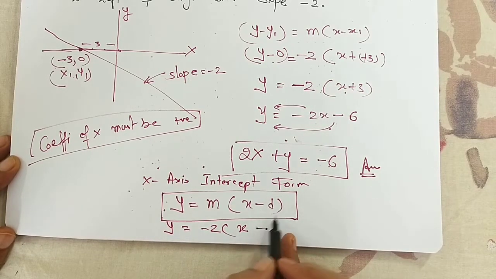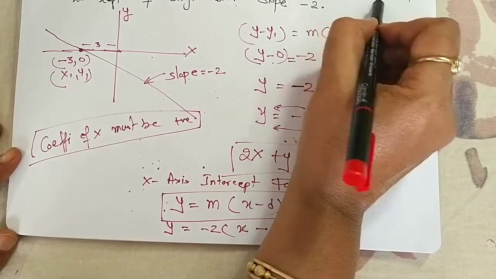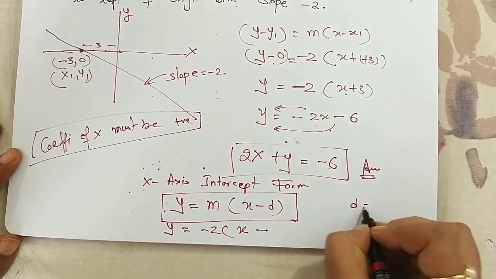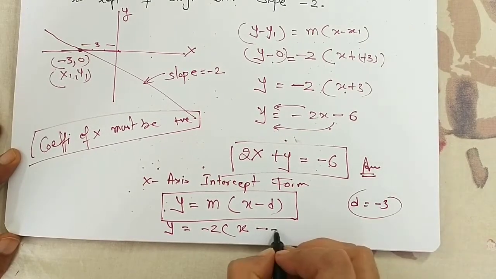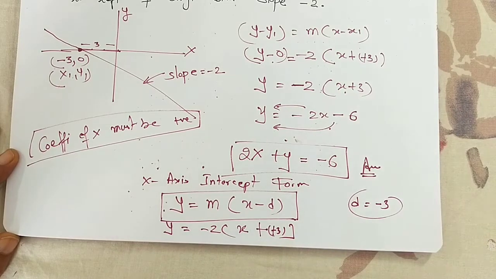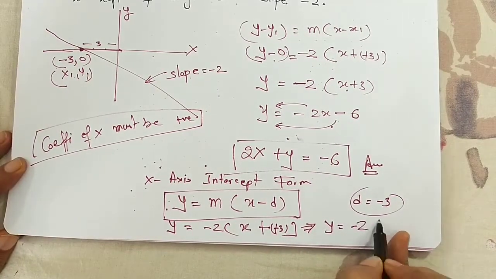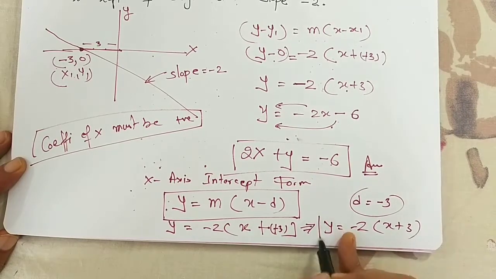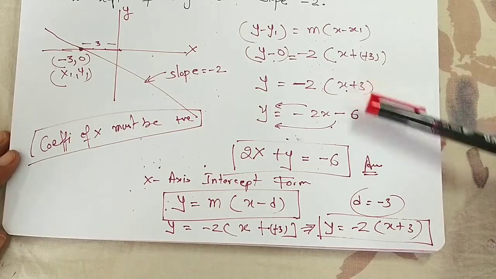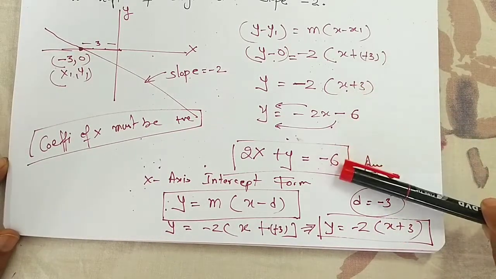d is your x-intercept, and the x-intercept given is 3 units on the left hand side. So d will be minus of 3. So I will put minus of minus 3. So this will become plus. Okay. So my equation will be y is equal to minus 2 into (x plus 3). This is the final equation, which is the same as I was getting before. You can see that. If I simplify it, I will get the same thing.